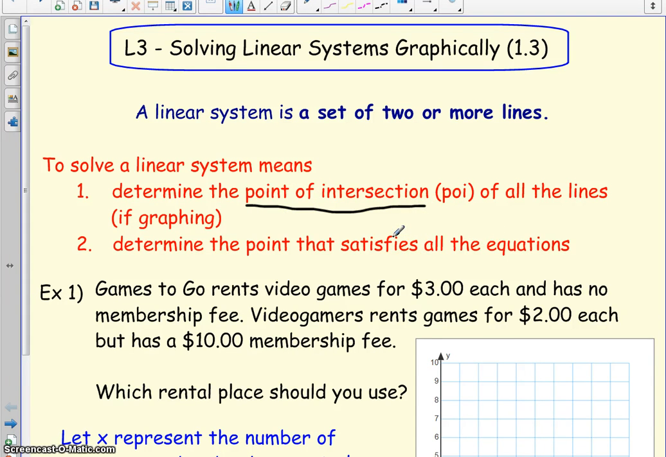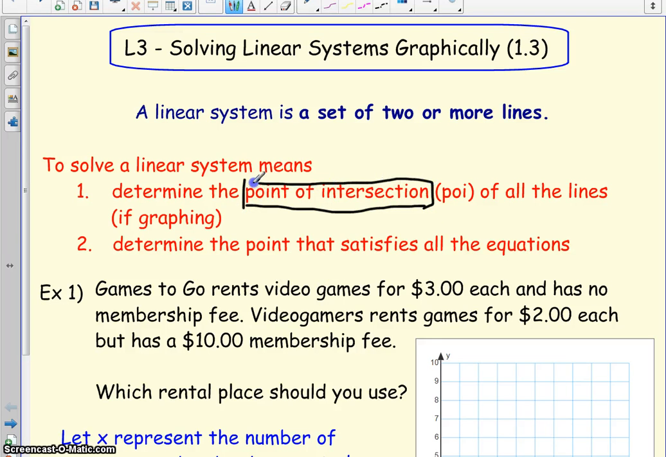You'd be given a couple of equations, or maybe a couple of situations if you're looking at some real life examples. You would plot them both on a graph, find where they intersected, and then make determinations based on that. And again, what we're looking for is that point of intersection.